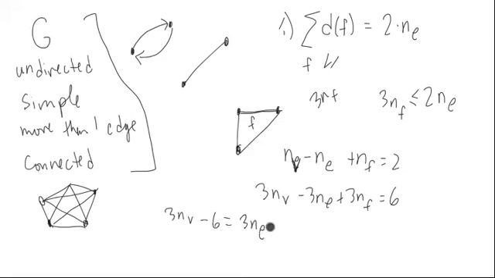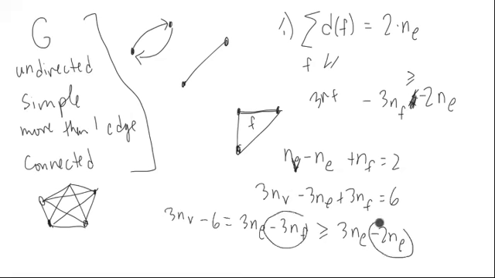So 3NE minus 3NF. And then what I'm going to do is use this inequality. See this 3NF popping up? So notice if I multiply that by negative, the inequality switches. So I can replace this with 3NE minus 2NE. See, I'm using the inequality right here. So that's just going to get NE is less than or equal to that thing right there, 3NV minus 6.